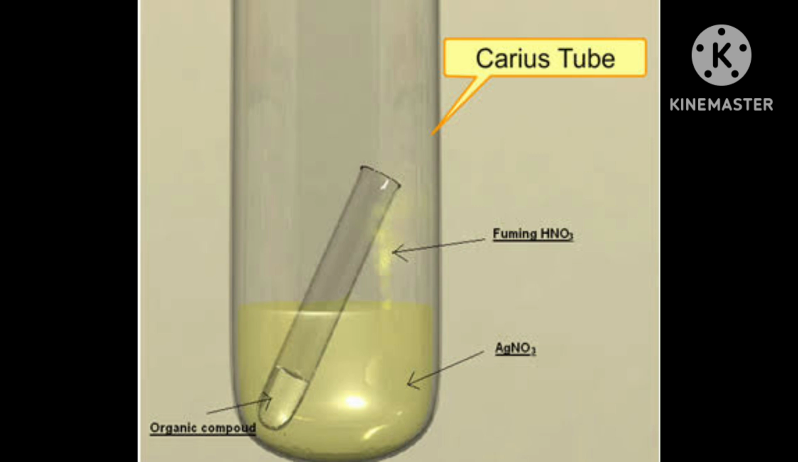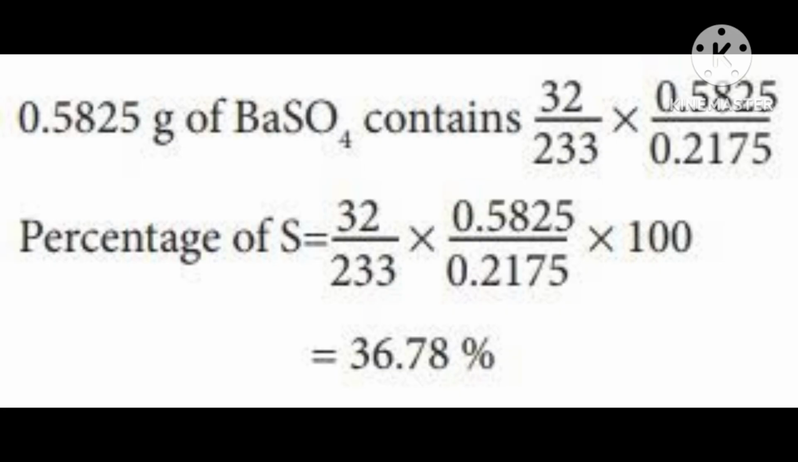One problem is there. How will you solve? It is a very simple way; they have given the values, you just put the values in the formula and you will get the result. Question I am reading: In Carius method of estimation of halogen, 0.15 gram of organic compound gave 0.12 gram of silver bromide. Find out the percentage of bromine in the compound.